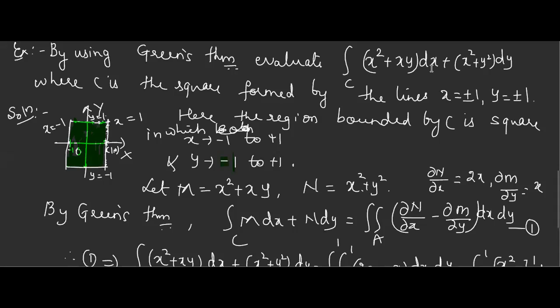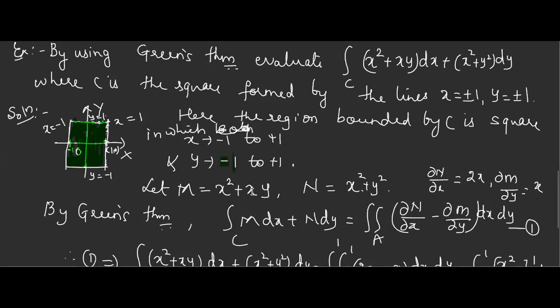Now compare this integration with the standard format of Green's theorem. Whatever is attached to dx, take it as m, and what is attached to dy, take it as n. So we have our m and n. Now in Green's theorem, we need to substitute for dou n by dou x and dou m by dou y also. So we need to differentiate partially. When you do it, you will get 2x and x.